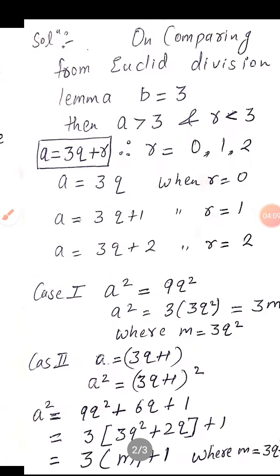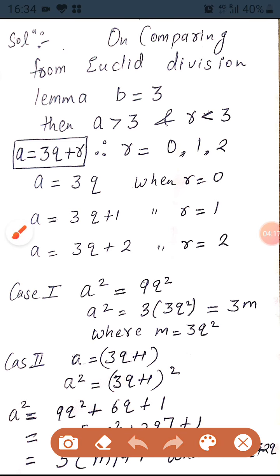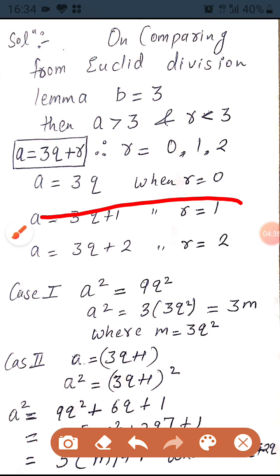So the final equation we will get is a multiple of 3 plus 1. Now take 3 common from this equation. On taking common, we will get 3 times 3q square plus 2q, plus 1. Write 3q square plus 2q as m. Now it satisfies case 2.